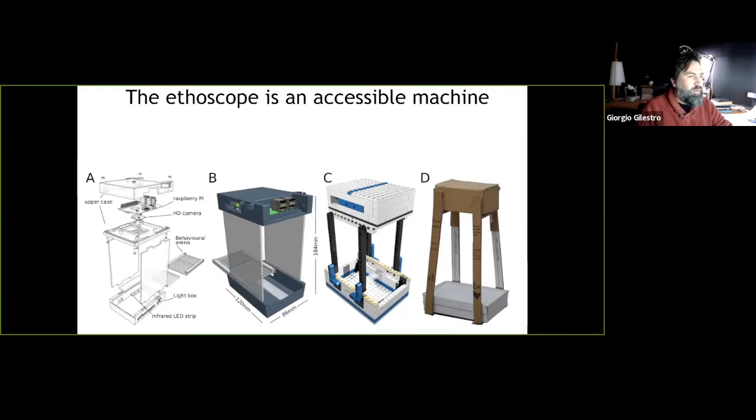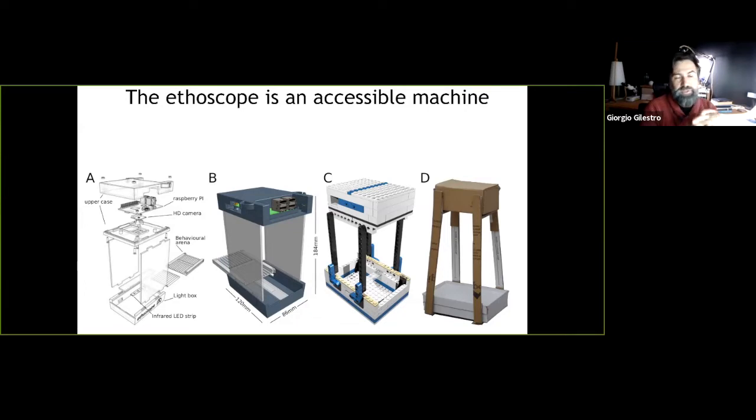So we published this in 2018, I think, and as with everything else we do in the lab, we put a lot of effort into making sure that everything we do is accessible, so everything is open source. The plans for building ethoscopes have been available from the very early beginning. Here are examples of how you could build an ethoscope if you wanted to. Normally, we use 3D printed devices like the one depicted here in the cartoon.